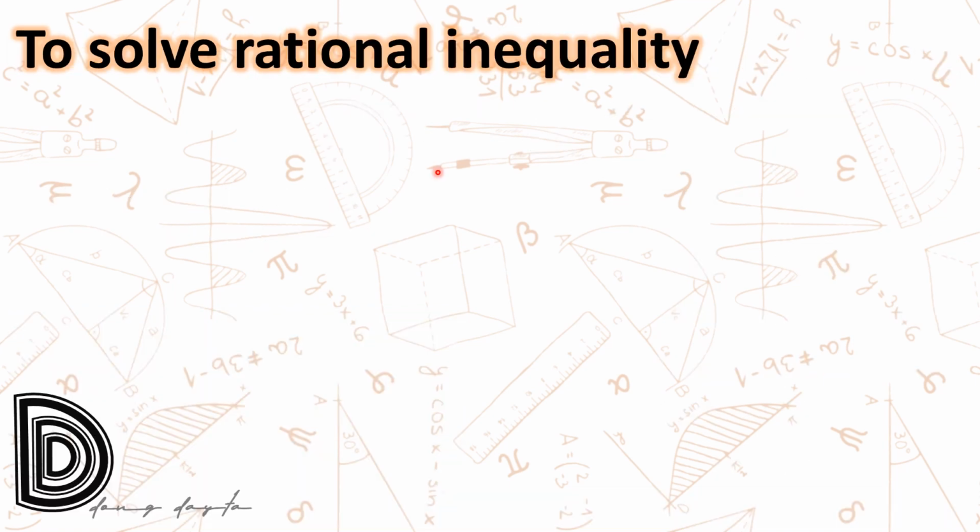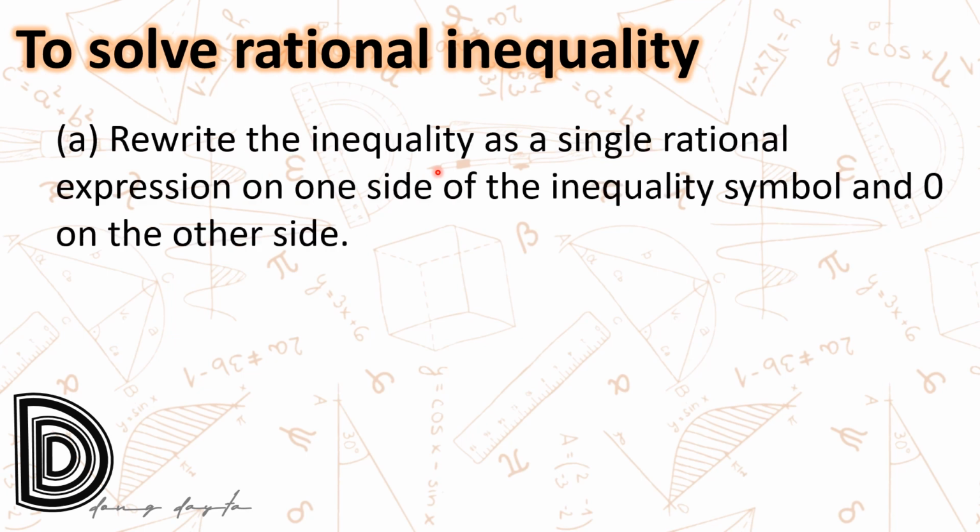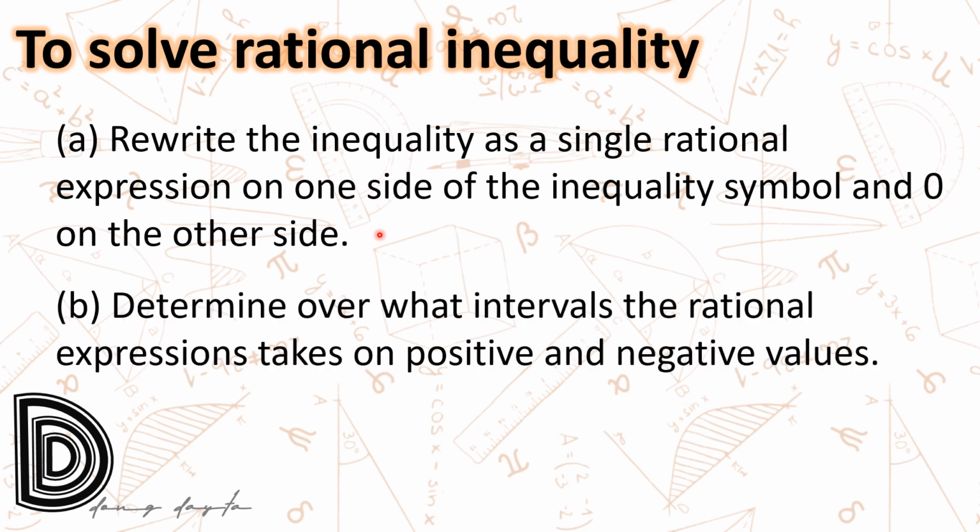Proceed to the next, solving rational inequality. To solve rational inequality, we follow the following steps. First, we rewrite the inequality as a single rational expression on one side of the inequality symbol and 0 on the other side. Next, determine over what intervals the rational expression takes on positive and negative values. And how do we do that?